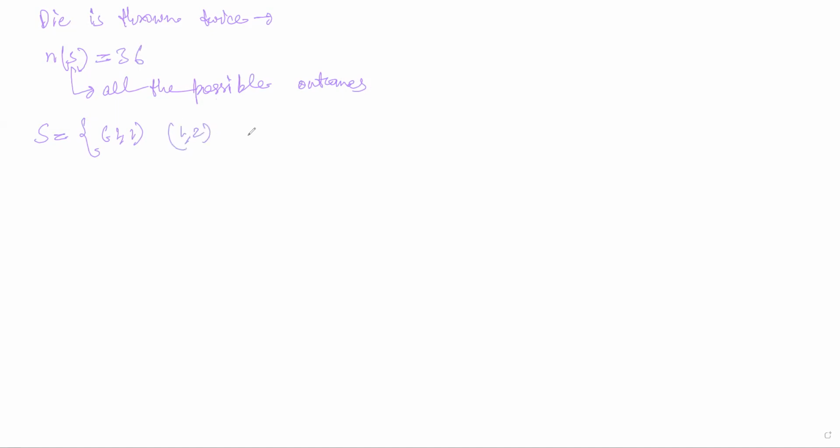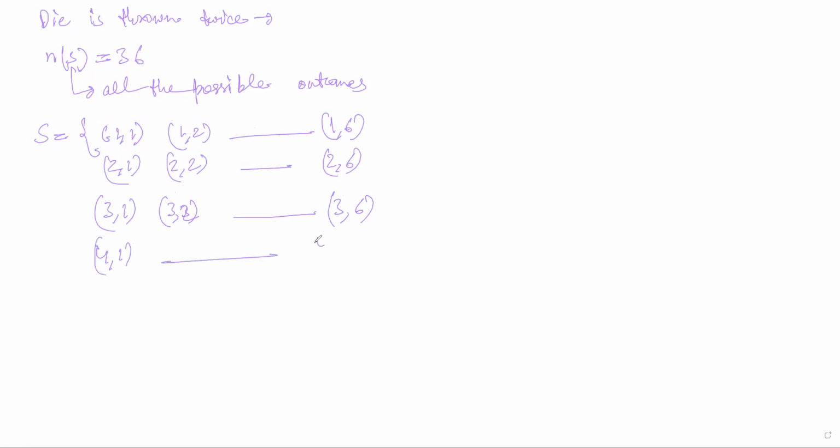Which will be 1 1, 1 2, similarly up to 1 6, then 2 1, 2 2, up to 2 6, 3 1, 3 2, up to 3 6, 4 1 to 4 6, 5 1 to 5 6, similarly 6 1 to 6 6. These will be your 36 events, and sample space is the set of all these elements. So the number of elements in the sample space is 36.